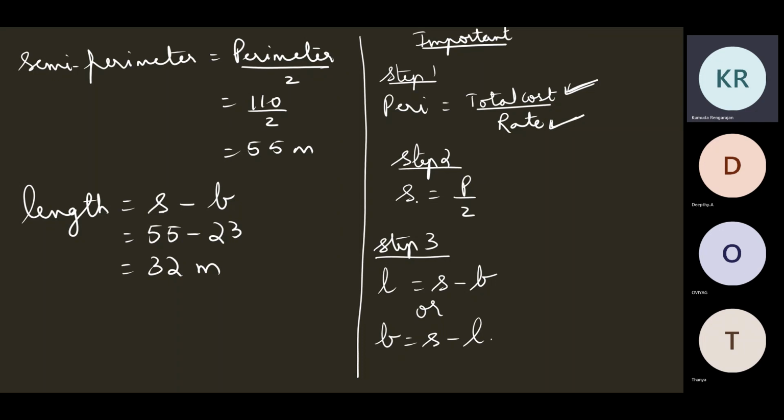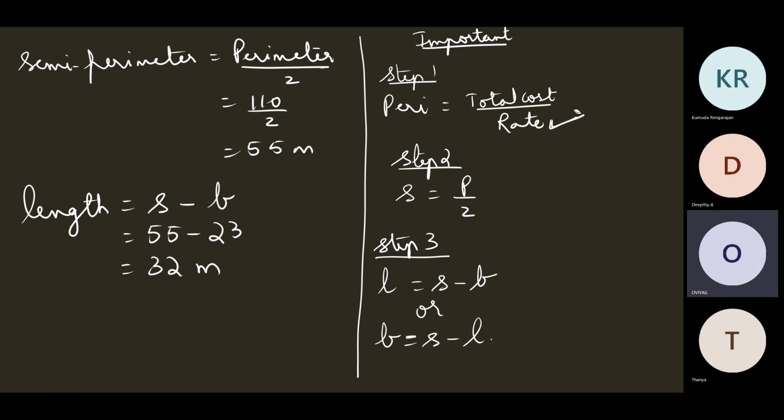Yes. Once you find the semi-perimeter, in the next step, read the question. If the breadth is given, which means you'll have to find the length. So then you should use this rule: L is equal to, that is the length is equal to semi-perimeter minus breadth. Or if the length is given, you'll have to find the breadth. So in that case, breadth is equal to semi-perimeter minus length.